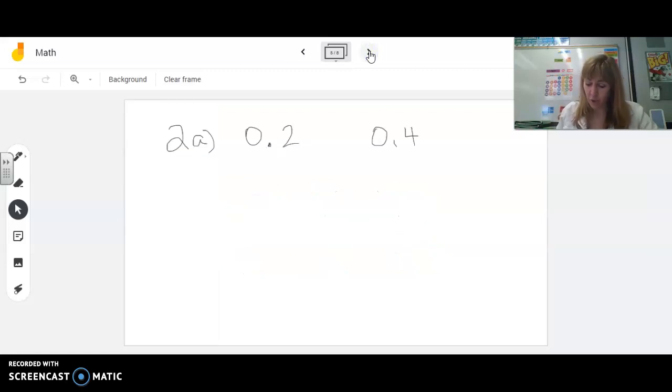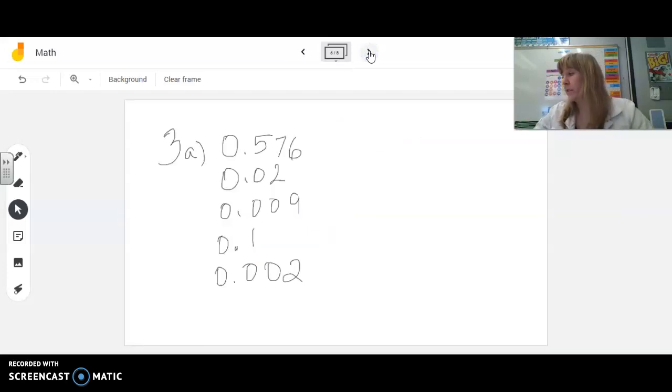Okay, number 2, it says use a sign, either greater than, less than, or equal to. So remember the signs are like that. And the alligator always eats the bigger number. So the wide end of the sign always eats the bigger number. So which is bigger, a 0.2 or a 0.4? So that's the way the sign should be there.